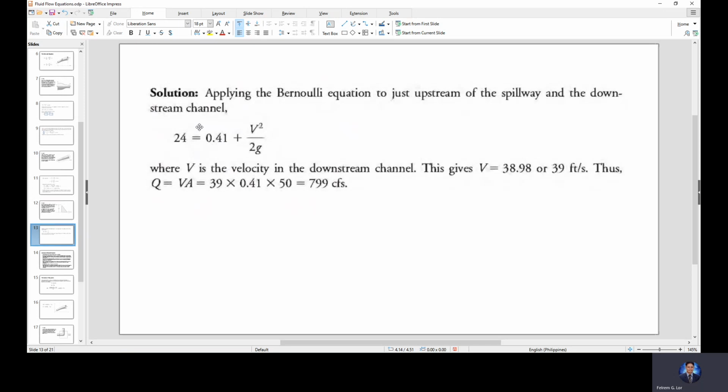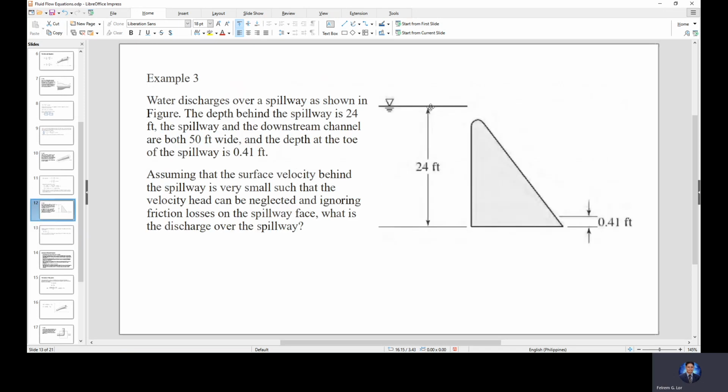Okay, so we know that the energy involved are velocity, pressure, and elevation. If we consider this portion here as our point 1, then this portion is our point 2. We can say that at this point, pressure is equal to atmospheric pressure, so gauge pressure is equal to 0. So the pressure is 0.